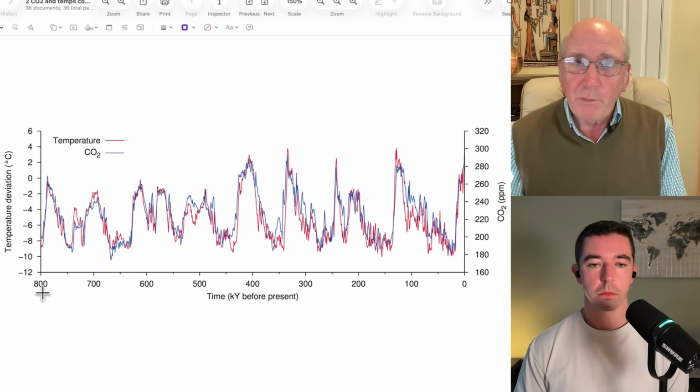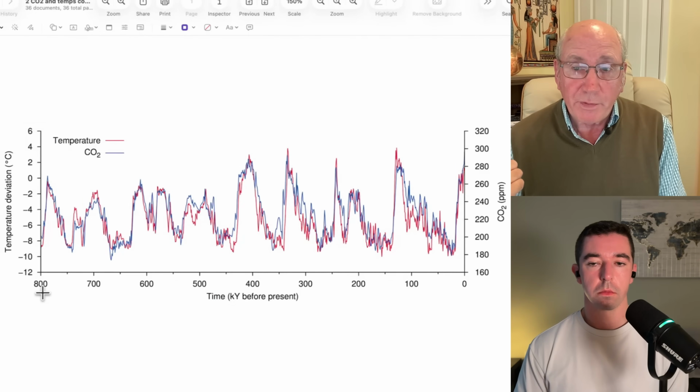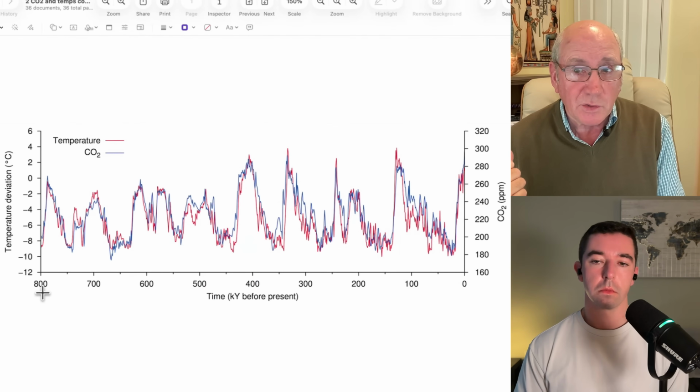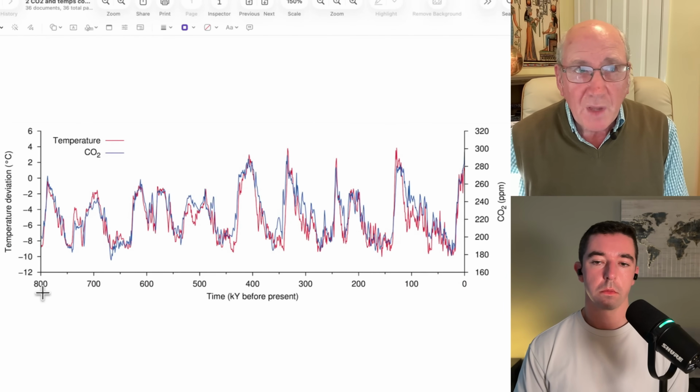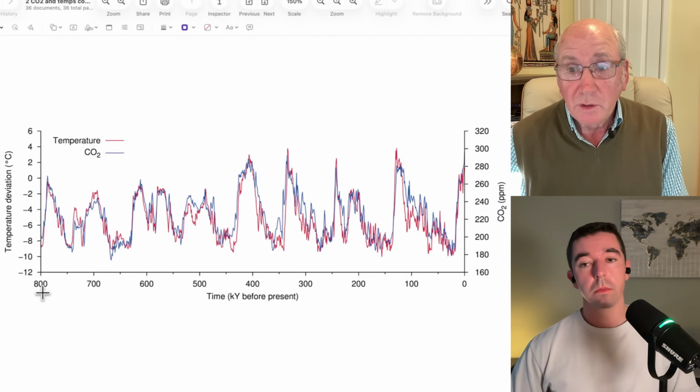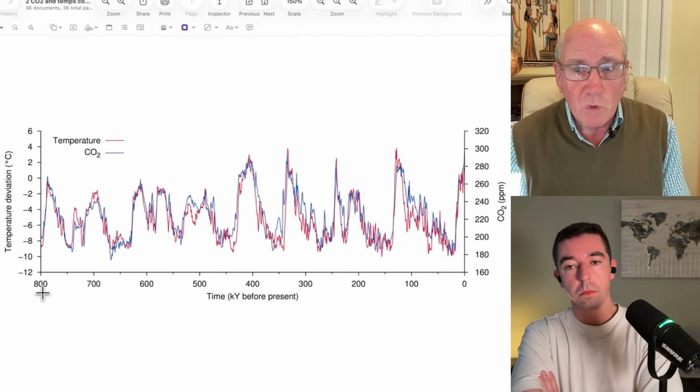Now, that's a bit of a problem because you can only do this in the south. So these are Antarctic ice cores. Because in the north, we've only got 130,000 years of record.